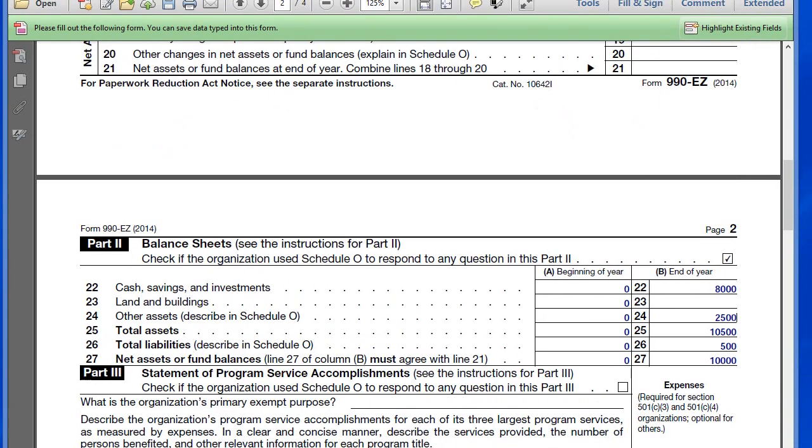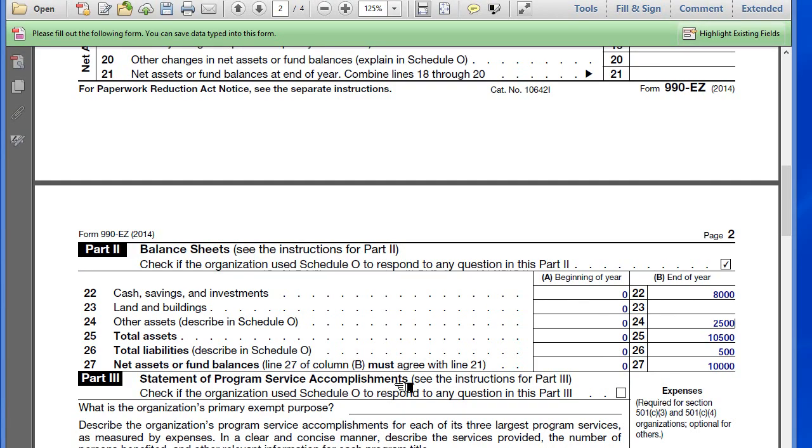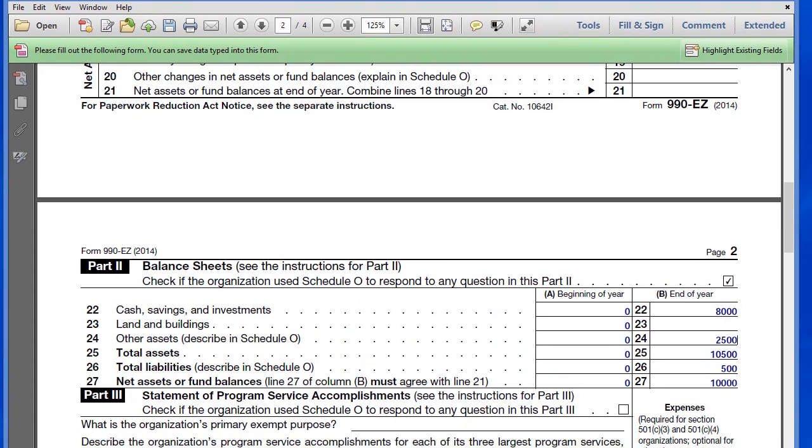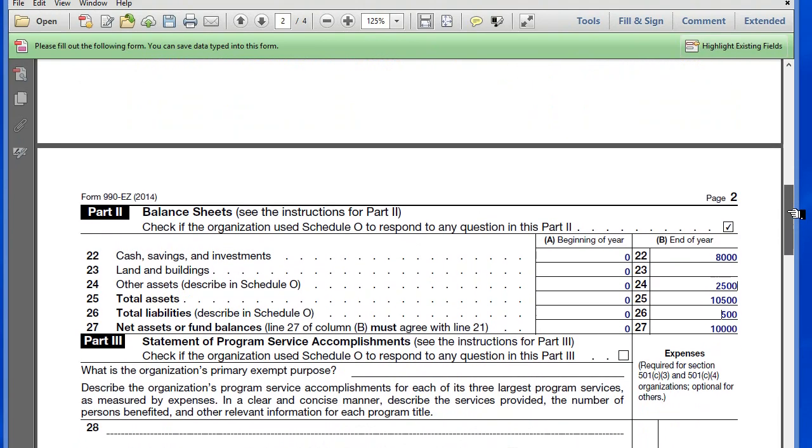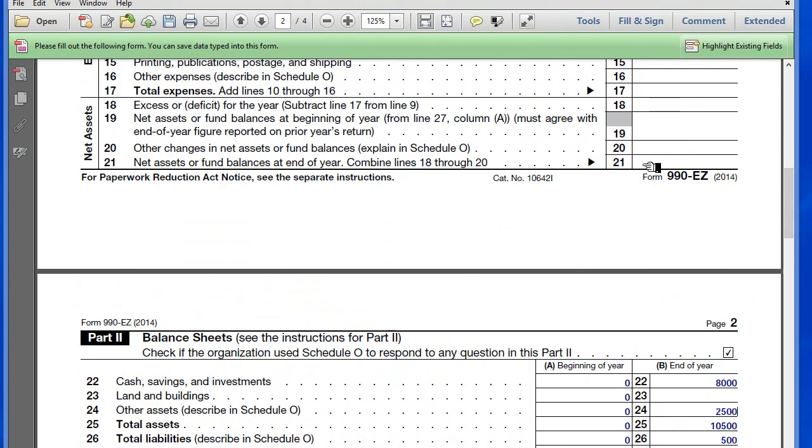One thing I do want to point out about the balance sheet is that net assets or fund balances must agree with line 21. Line 21 is up here on page 1. That's your net assets or fund balances. So if line 27 on the balance sheet, net assets, is $10,000, then line 21 on page 1 also needs to be $10,000.